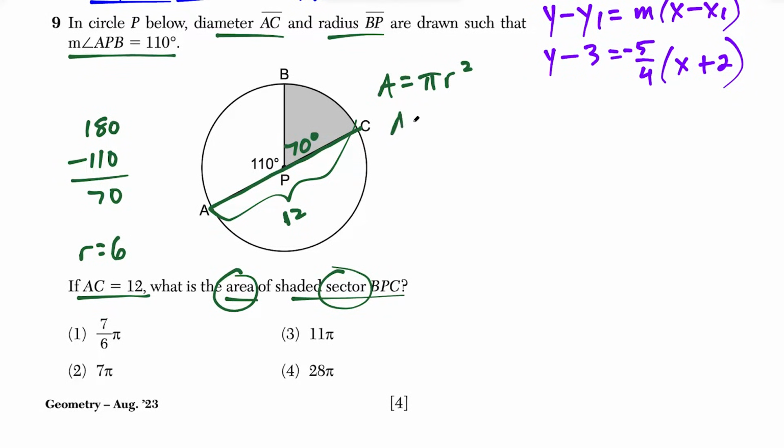So now we could find the area of the full circle. So we could do pi times 6 squared, which is going to give us 36 pi. And I'm leaving this in terms of pi because every answer choice is in terms of pi. But remember, this is the area of the entire circle. We just need a fraction of that. So we're going to take the 36 pi and multiply it by 70 out of 360 because there is 360 degrees of total spin in a circle.